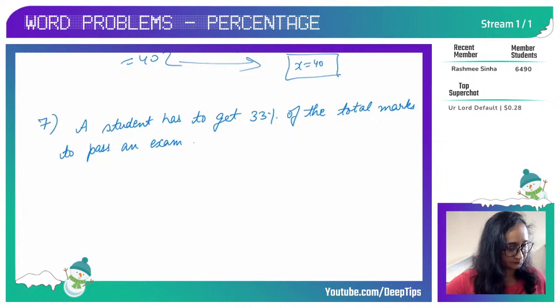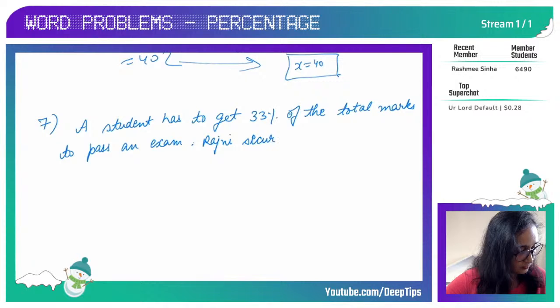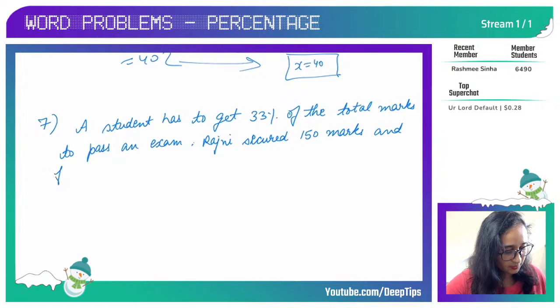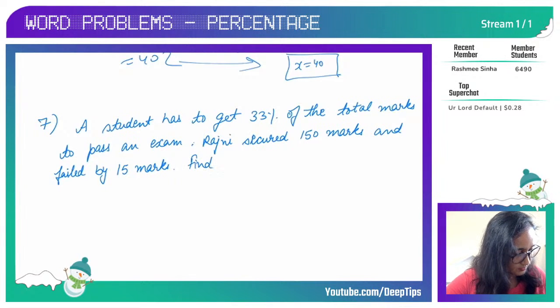So there is a student Rajni, she secured 150 marks and failed by 15 marks. Find the total marks.